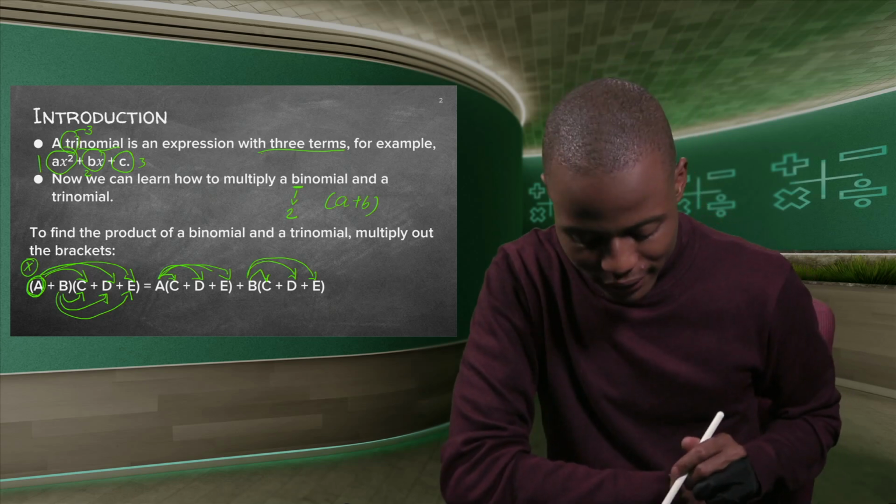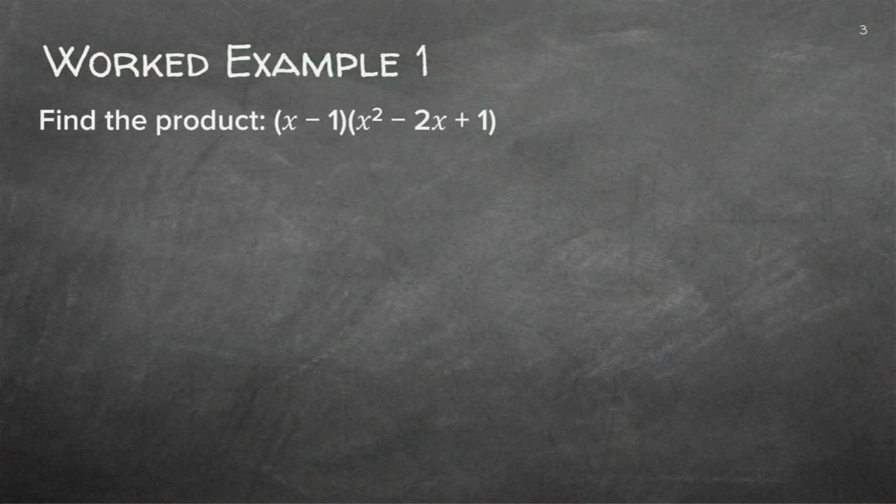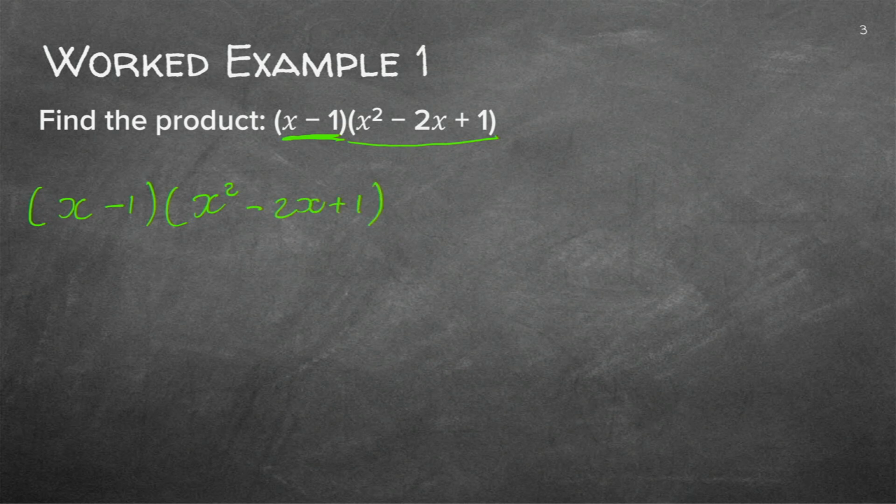Let's look at worked example number 1. Our first example says find the product. As you can see, the first bracket is a binomial because you have two terms, and the second bracket is a trinomial because you have three terms. So we need to find the product of the first bracket by the second bracket. Let's rewrite the question that we have: x minus 1 times x squared minus 2x plus 1.